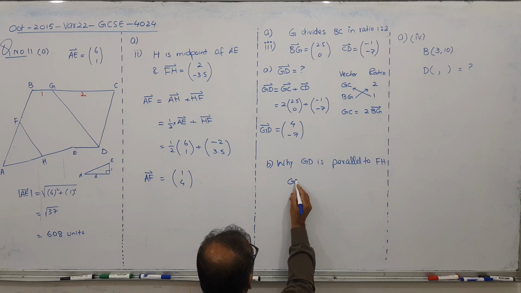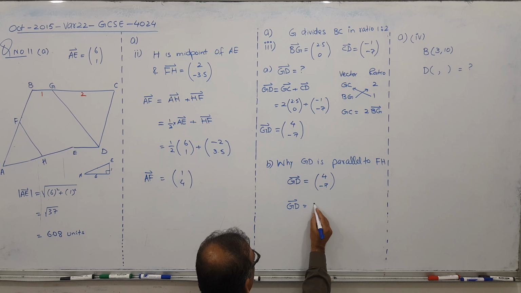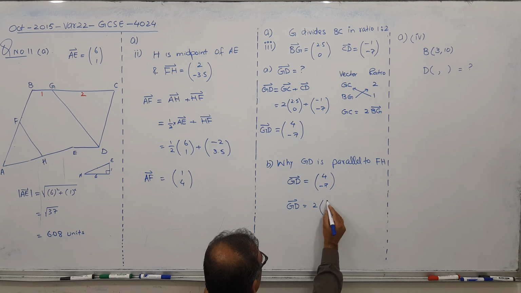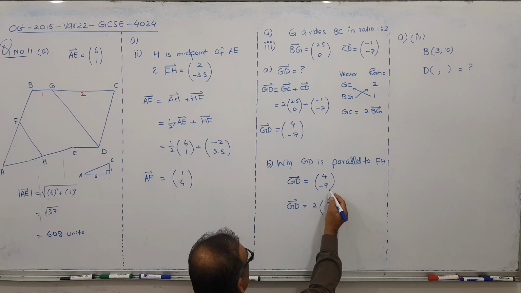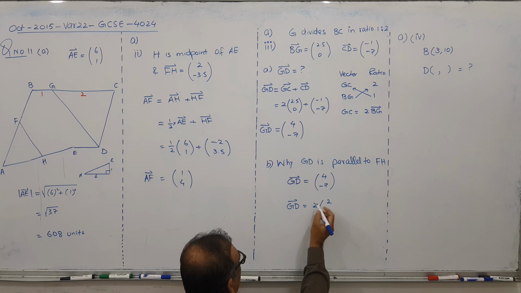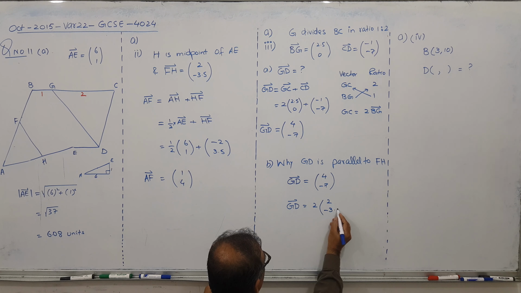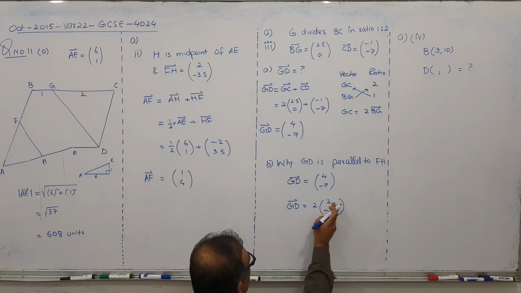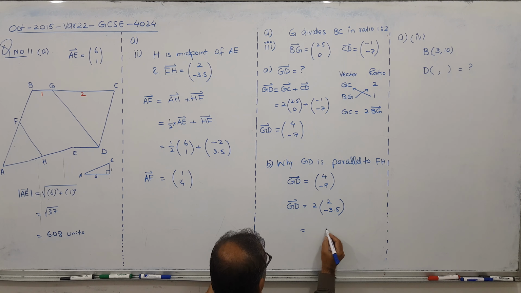Like this, okay. I can say that the GD vector is equal to, take 2 common out, this becomes 2 and this is divided by 2. When I take 2 common, divide by 2, I got a 4, divided by 2, I got a minus 3.5. You can check even, into 2 match, into 2 match, so correct. And is it match? Yes, perfectly matched, so I remove it and write FH here.